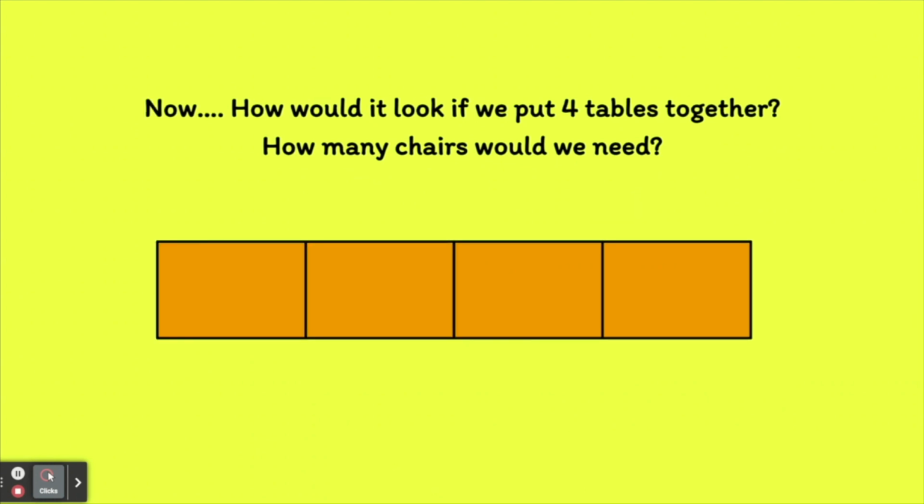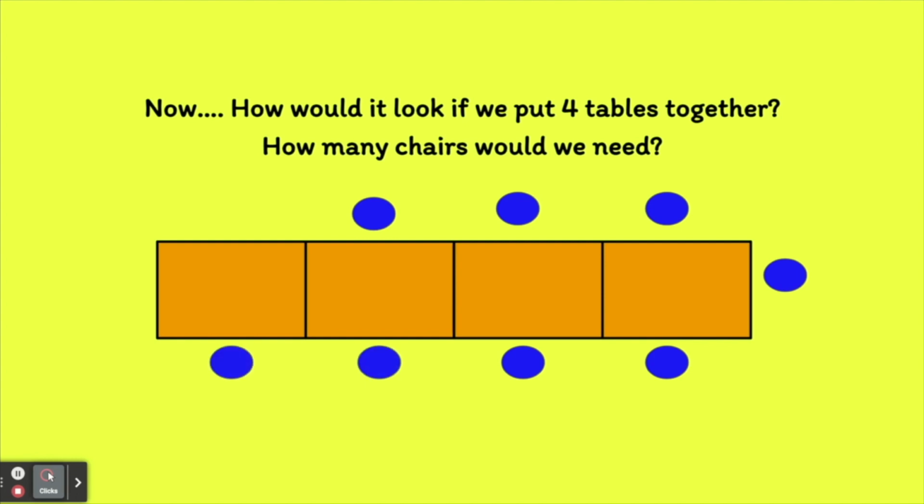All right, now, how would it look if we put 4 tables together? How many chairs would we need? Let's start filling out this picture. 1 chair, 2 chairs, 3, 4, 5, 6, 7, 8, 9, 10 chairs. So here we would need 10 chairs. Now, what's something that we can use to keep track of all of our data here?